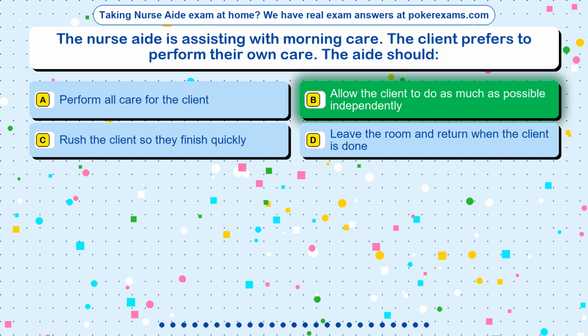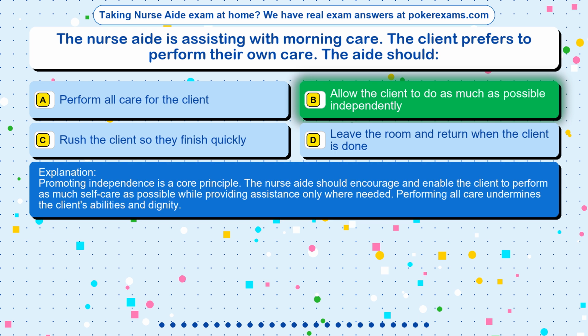The correct answer is option B. Allow the client to do as much as possible independently. Promoting independence is a core principle. The nurse aide should encourage and enable the client to perform as much self-care as possible while providing assistance only where needed. Performing all care undermines the client's abilities and dignity.